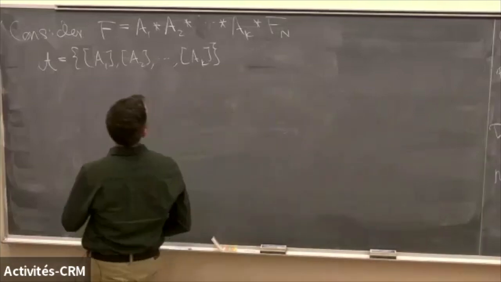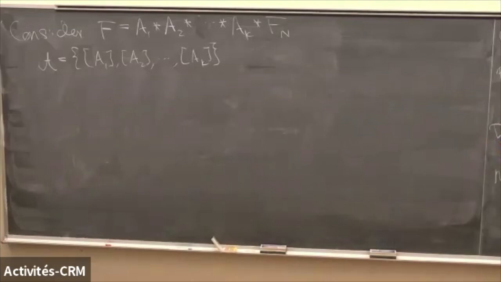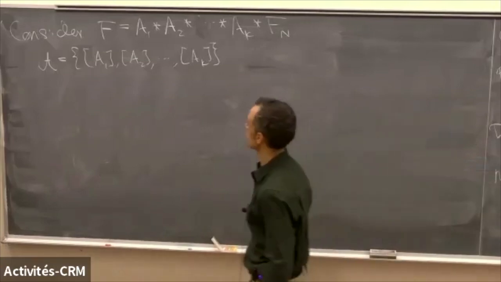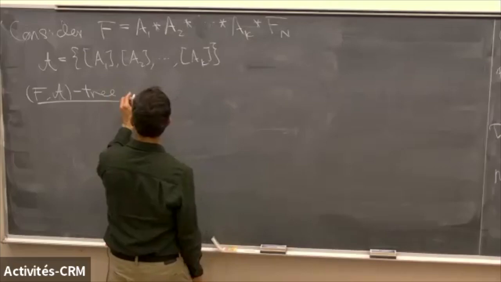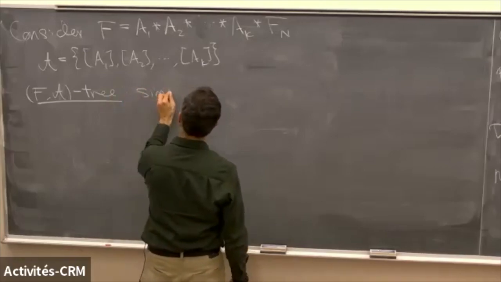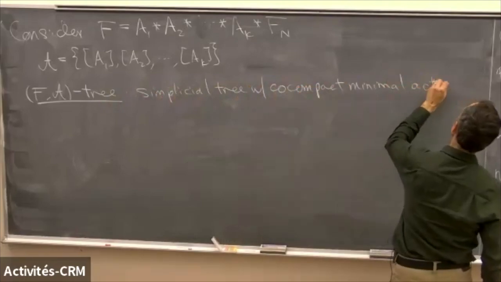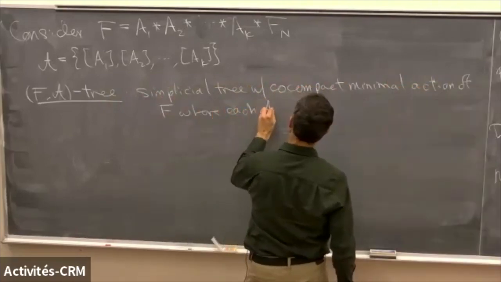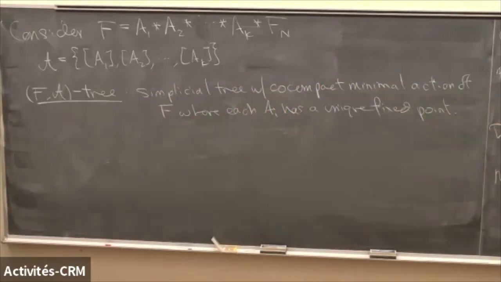Okay. So I want to look at a couple spaces of trees here related to the free group and this free factor system, and look at a map between them. So let me just start off with the definition here of an FA tree. So this will just be a simplicial tree with a co-compact minimal action of F, where each of the A_i's has a unique fixed point. Okay. So that's what's special about them. I'm keeping track here of these trees where each of these free factors has a unique fixed point.